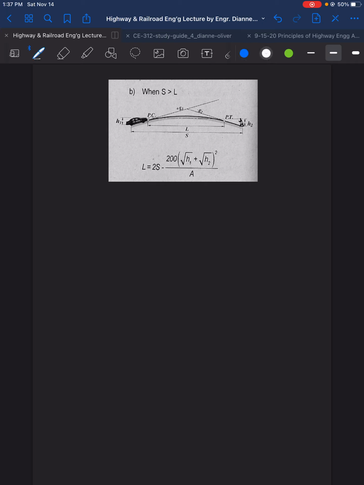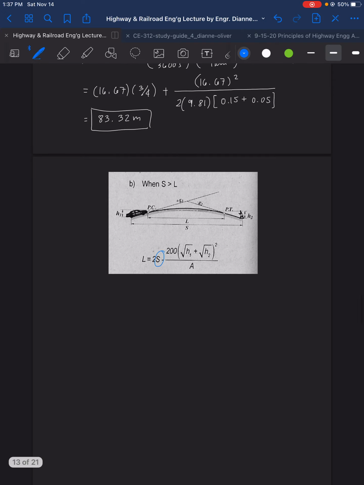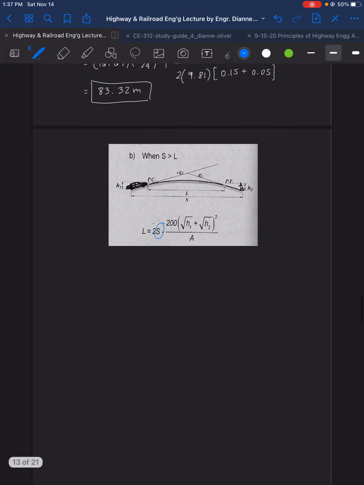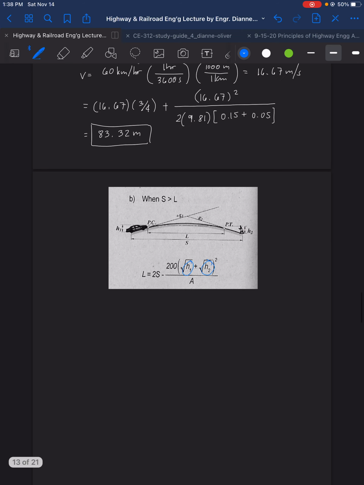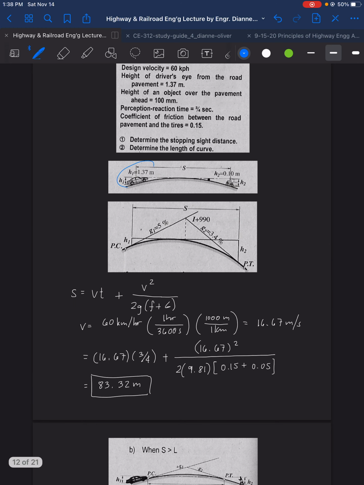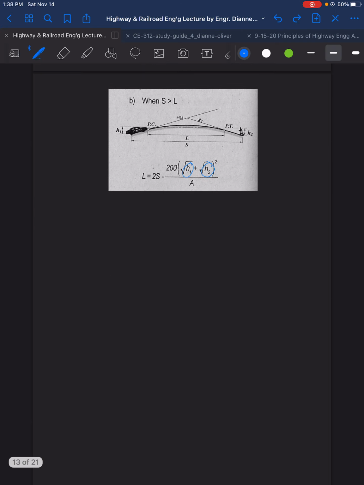So we already have the value of S, which is 83.32. We also have the values for H1 and H2, which are given here as 1.37 and 0.10. Now, what's missing is the value of A, or the difference in grade.